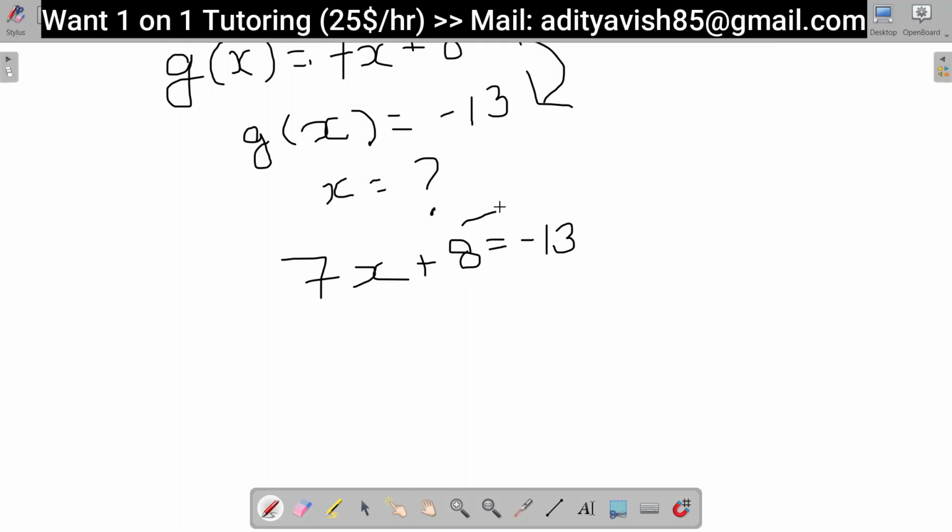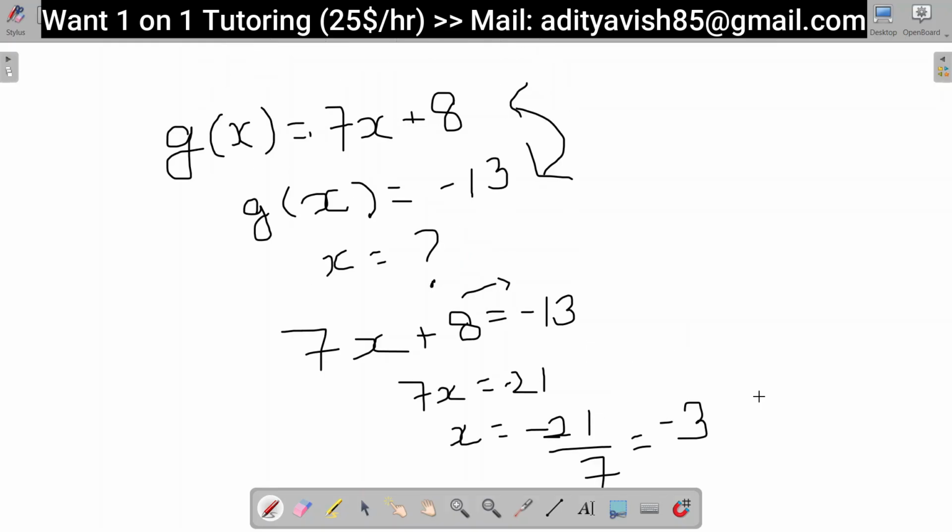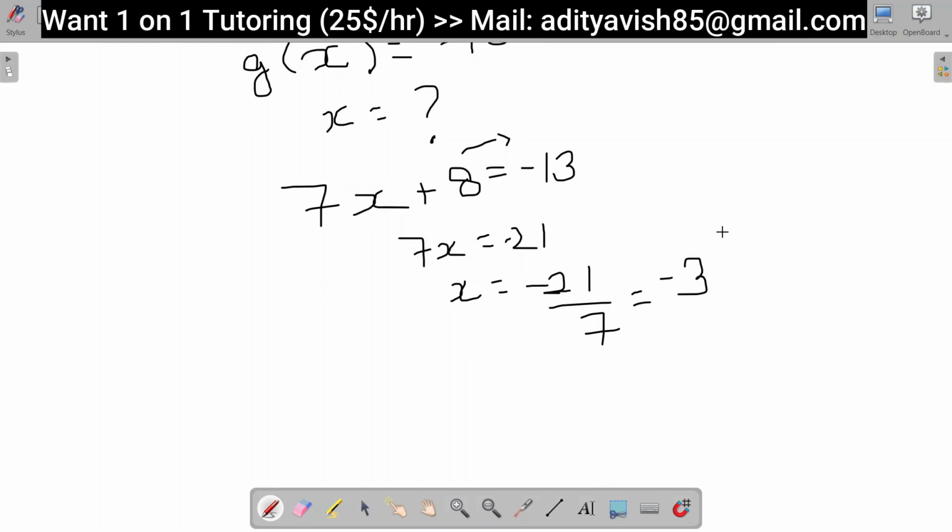We can send the 8 here and it will change from positive to negative. And as both are negative, it will become negative 21, and x is equal to negative 21 divided by 7, which is equal to negative 3. You can also check our answer by putting the 3 in this equation, so it will give the same value.